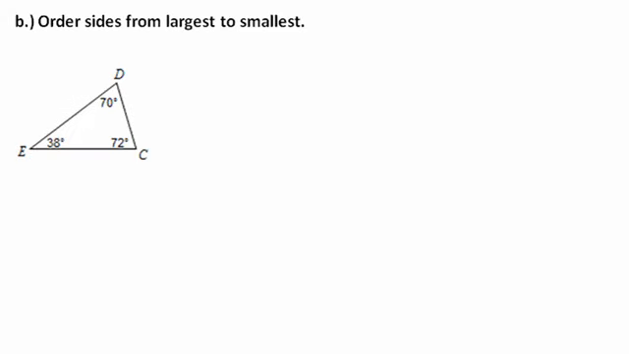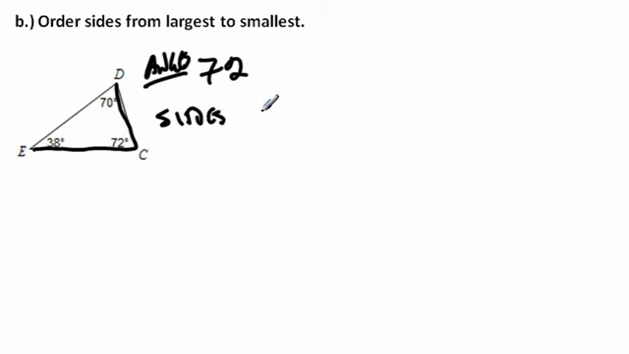All right, in this problem, we want to order the sides from largest to smallest. Well, 72 is the largest angle, so here's 72. What's opposite 72 is going to be the longest side. So these are the angles, and this is the sides. So that would be segment ED.